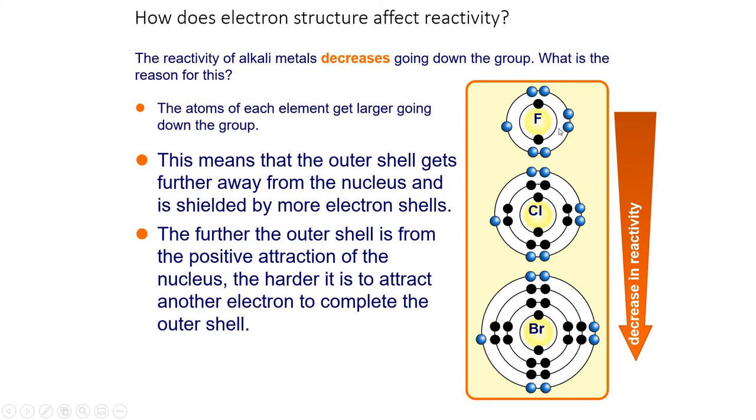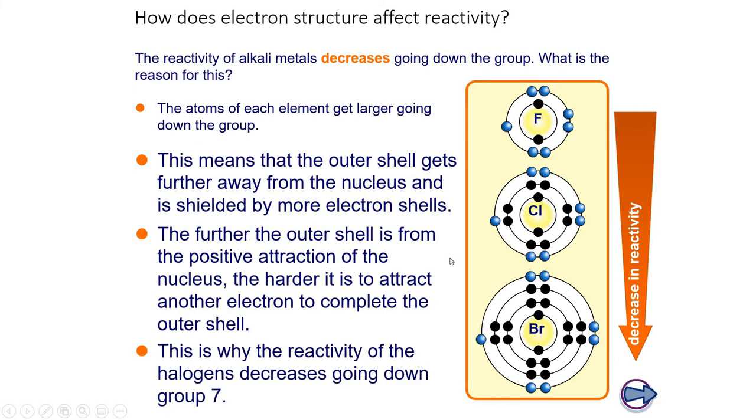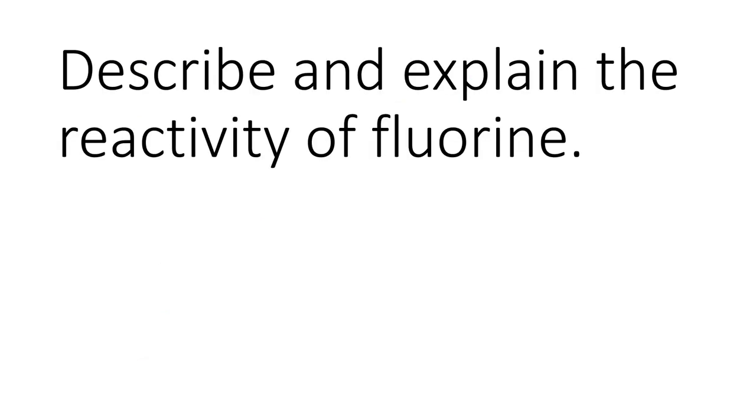It's quite easy for fluorine to gain that extra electron, because the extra electron is coming in quite close to the nucleus. There's not very many electrons between that electron and the nucleus. Whereas with bromine, to add an electron onto the outer shell, it's really far away from the nucleus. There's lots of electrons in between, and those shield the electron being added from feeling the attraction to the positive nucleus. So that's why the reactivity of the halogens decreases going down group 7.